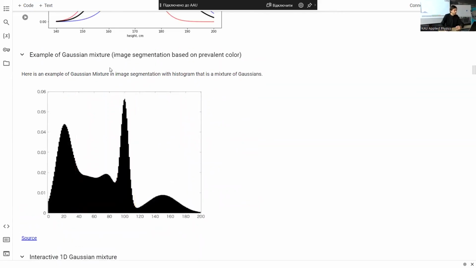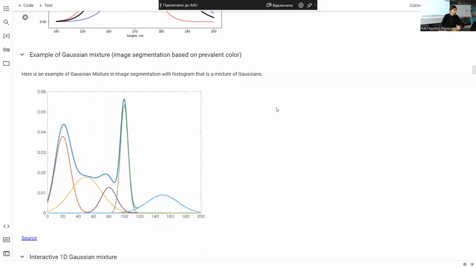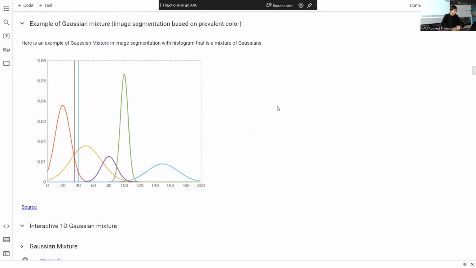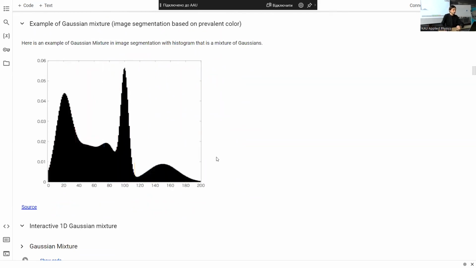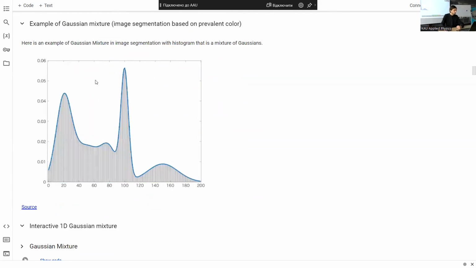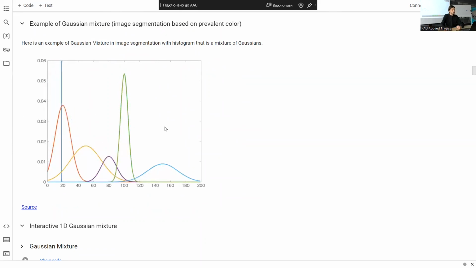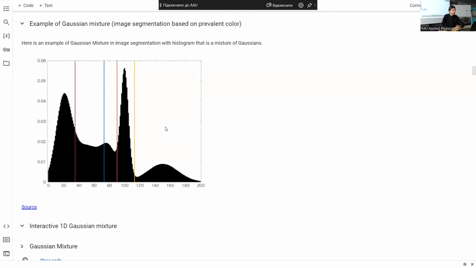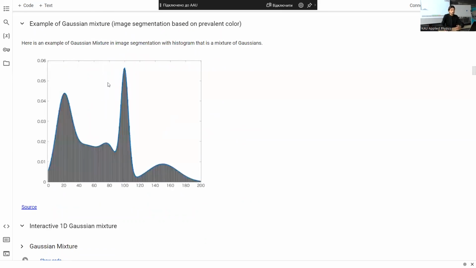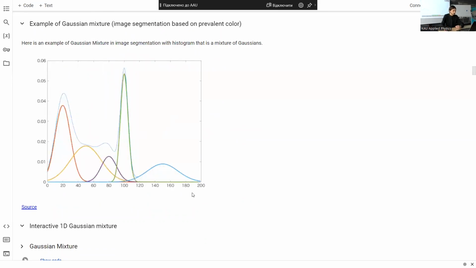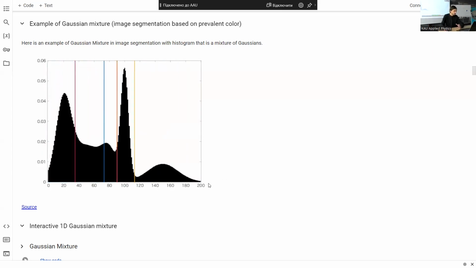Here is one more example. This is a Gaussian mixture in image segmentation. So here are some colors in the image. They were all collected, and we are trying to separate them, to assign different points based on their colors. This is a grayscale image, and you have this range from 0 to, it should be 256 or something like that.